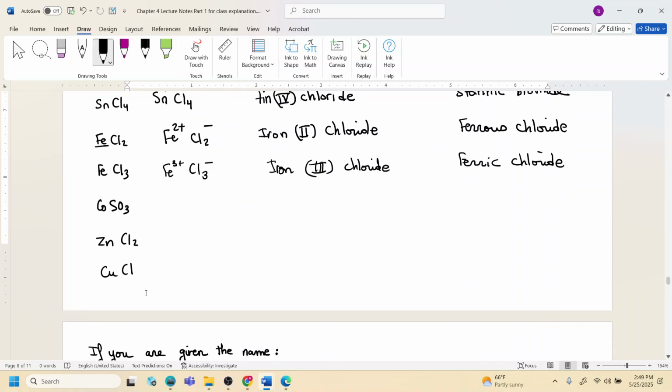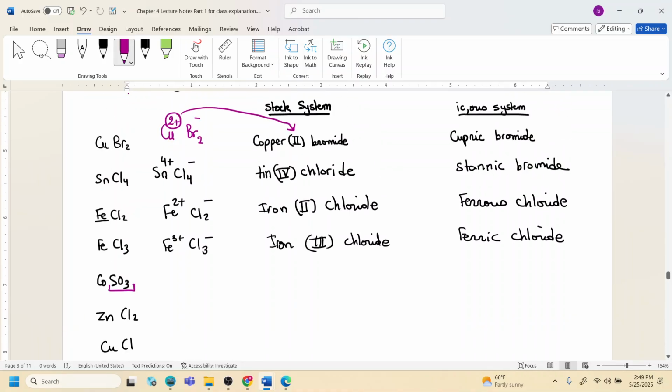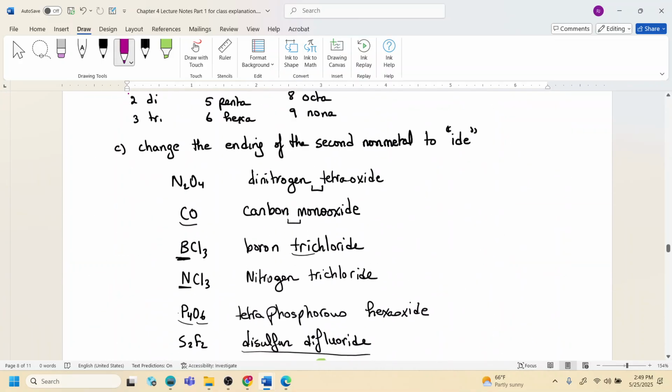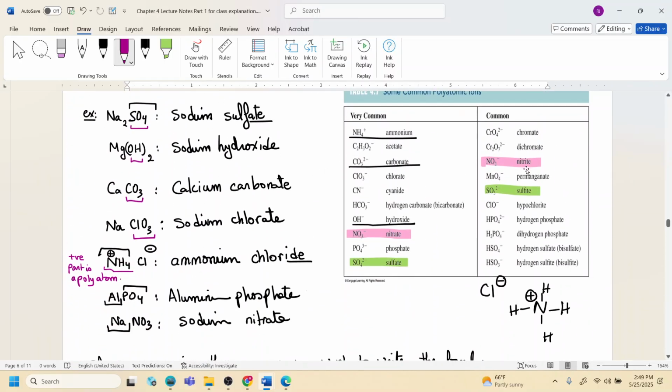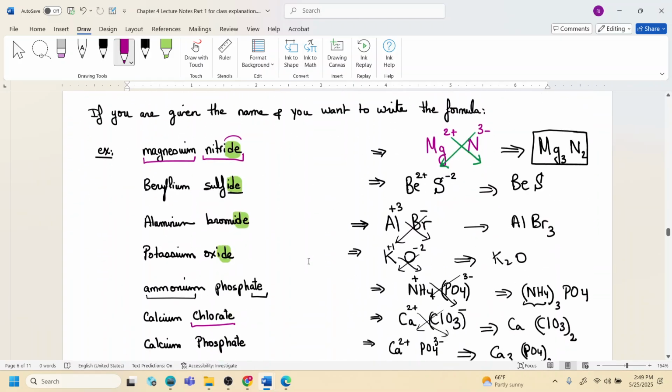Okay, moving down, this is CO. CO is cobalt. And then now I have my nonmetal part to be a polyatom, SO3. So I'm going to go up there in the polyatomic table. And SO3, where is it? SO3 is the sulfite. This is 2 negative. It's called sulfite. And it is 2 negative.